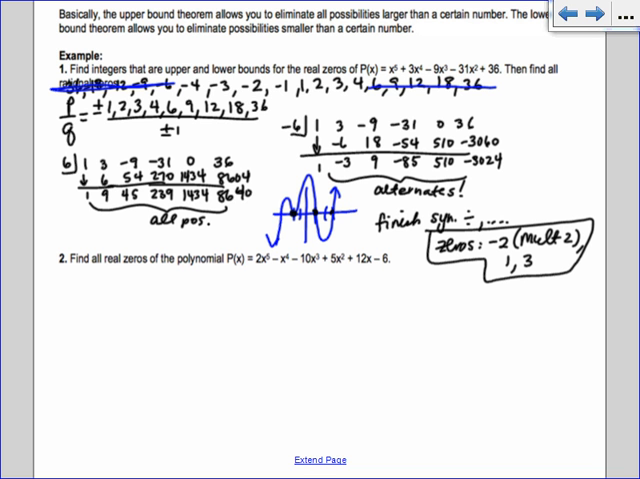All right, so next one. So find all the real zeros of this polynomial. So if I do my P over Q, I end up getting plus or minus 1, 2, 3, and 6, and plus or minus 1 and 2. All right, has anybody put this in for Y1?